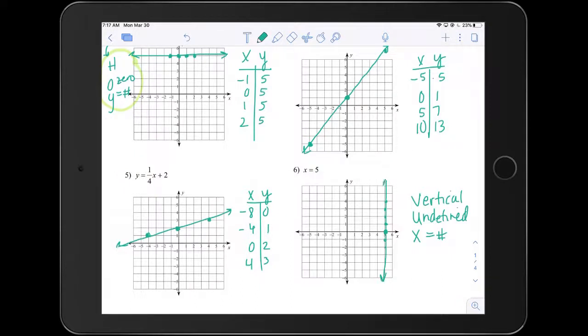And that's my line. All right, so what I would like you guys to do is try 7 through 12 for your homework.